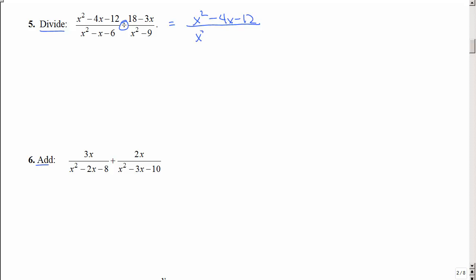As I'm writing this out, think about it. I change it to multiplication of the reciprocal. And do I really multiply all that out? Kinda, but not exactly. What we really want to do is factor and reduce. Okay, so we've got lots of things to factor.